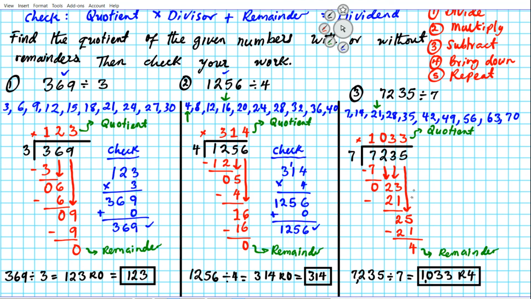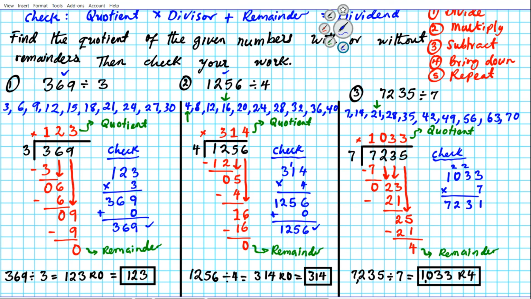Okay, so let's go ahead and check to make sure our answer is correct. So let's check our work. So we have to multiply the quotient 1033 by the divisor digit, which is 7. Okay, and then we're going to add on the remainder when we're done. All right, so let's multiply. 7 times 3 is 21. 1, carry 2. 7 times 3 is 21 plus 2 is 23. 3 carry 2. 7 times 0 is 0 plus 2 is 2. 7 times 1 is 7.